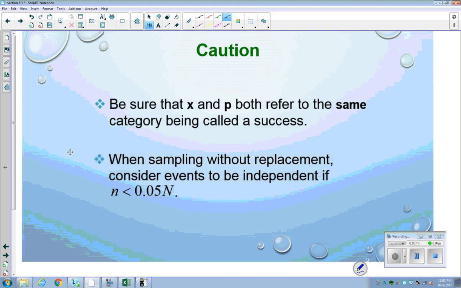Here's another one with sampling without replacement. Consider events to be independent if n is less than 5% of the total number of a population.